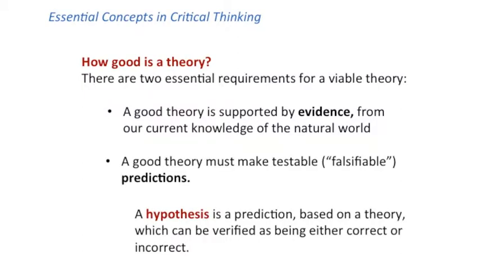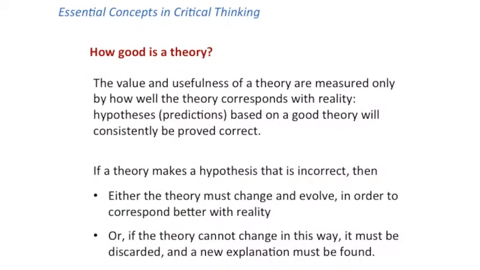Secondly, a valid theory must make predictions that can be tested against reality. That is, testable predictions which can be checked and shown to be true, verified, or falsified. A prediction based on the theory is called a hypothesis. The ultimate real test of how good a theory is lies in the hypotheses or predictions that it can make.